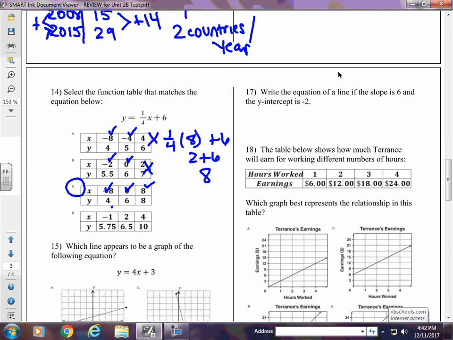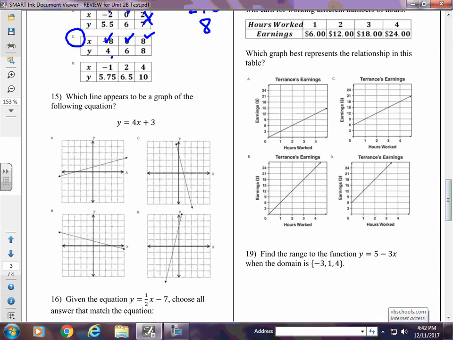When you go to number 15, you want to figure out which line matches the equation. The fastest way to get through this is the M and B, but you can certainly make a table if you so wish. I'm going to stick with just the M and the B. The M is +4, and the B is +3.